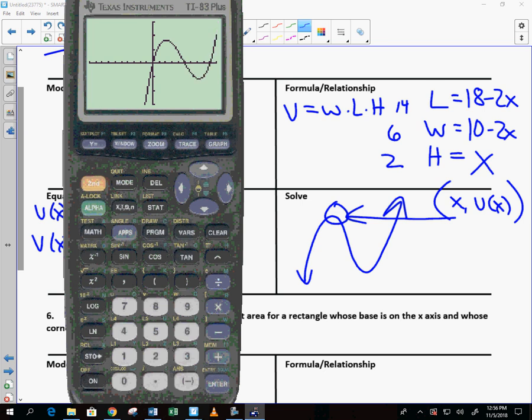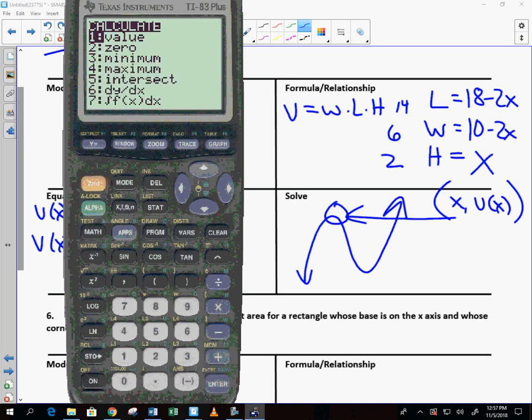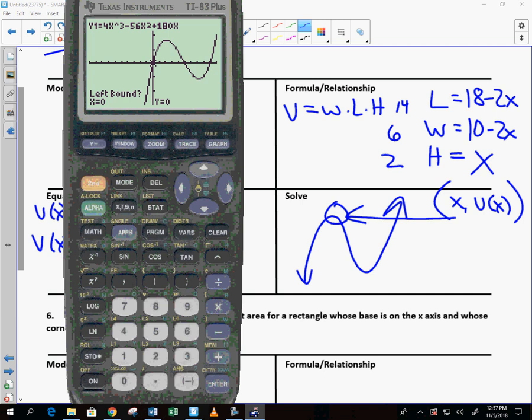Hey, can you see the maximum of that graph? Yeah. How do we find the maximum? Second, calculate, 4. I'm to the left right now. Press enter, and now I will move to the right. I'm to the right. Press enter. Enter on guess. It will find that maximum spot. 2.06. 168.13.